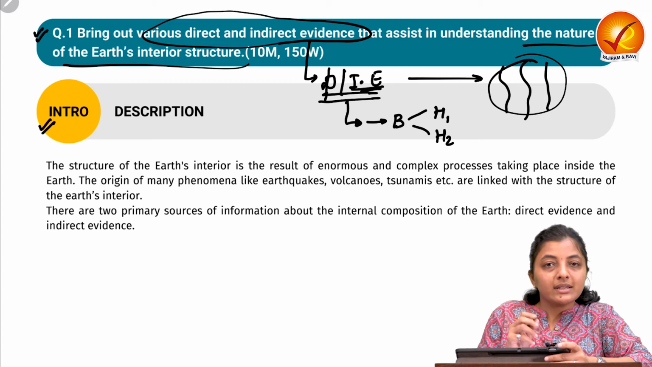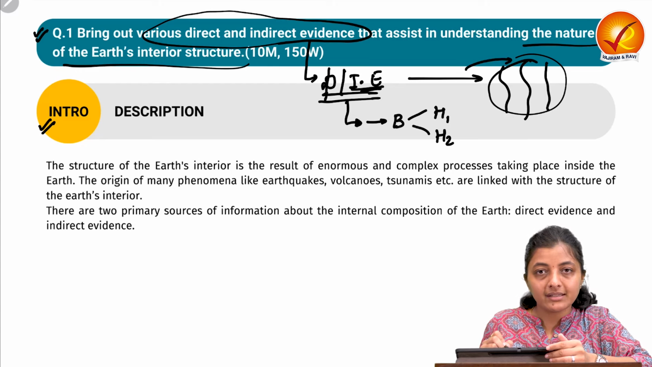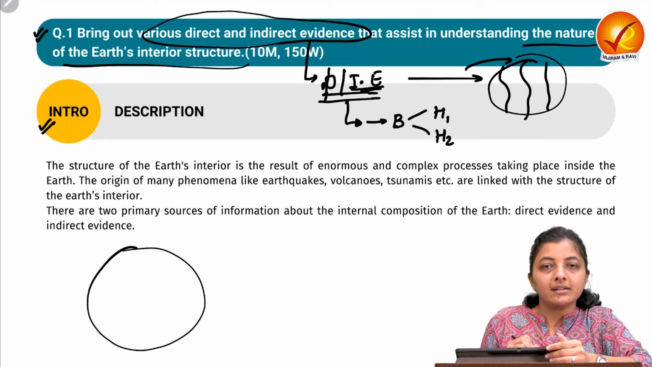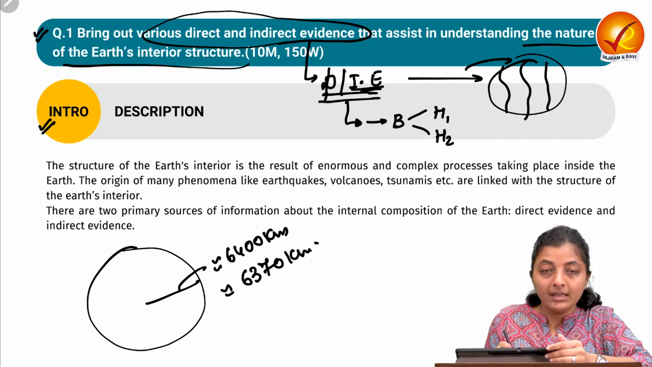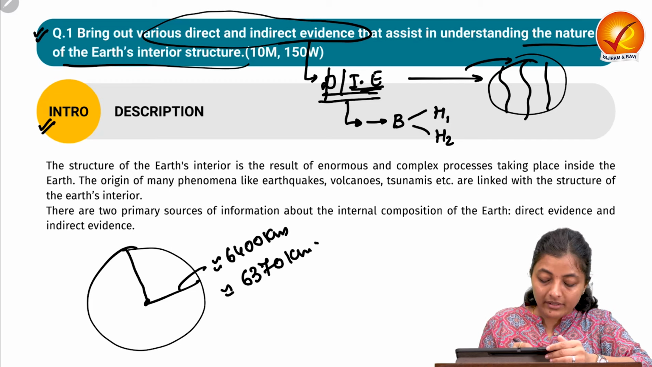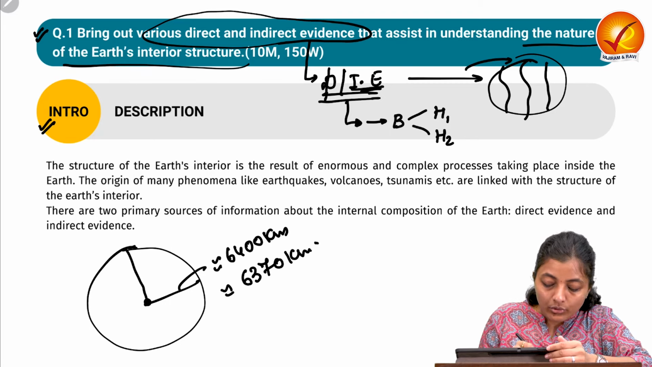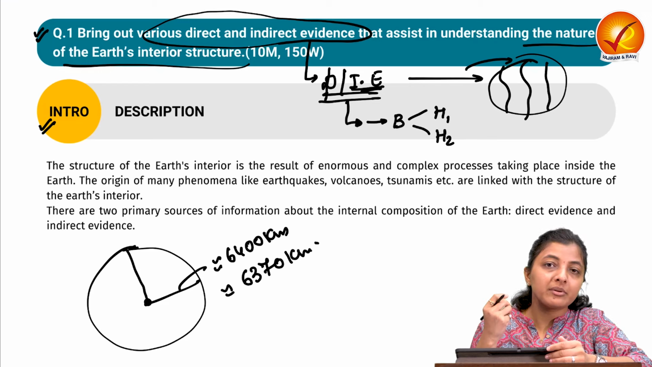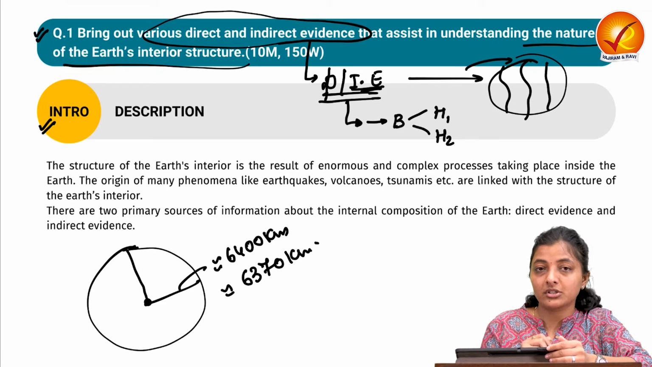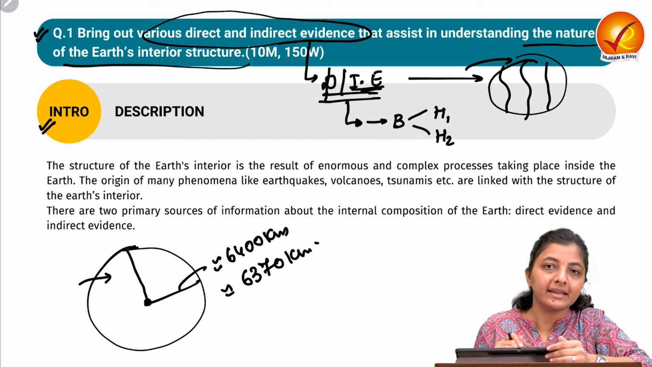In the introduction, you can set the background: why do we need the information related to the Earth's interior structure? You can start that the Earth's radius is approximately 6400 kilometer, to be precise 6370 kilometer. This is so huge that we cannot get down to the deep, the core or the center of the Earth. To know about the different layers of the Earth's interior, the different resources, minerals, materials, rock structure, what is all present inside the Earth's interior, that is why we have direct evidences or indirect evidences.